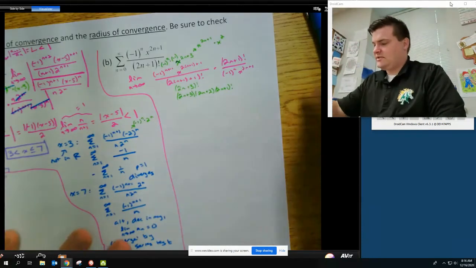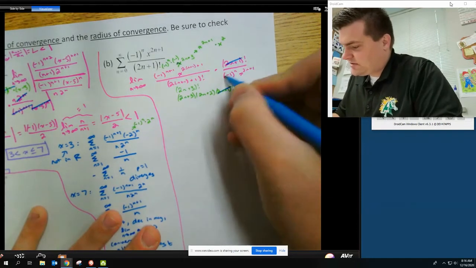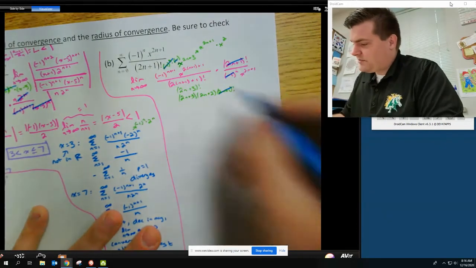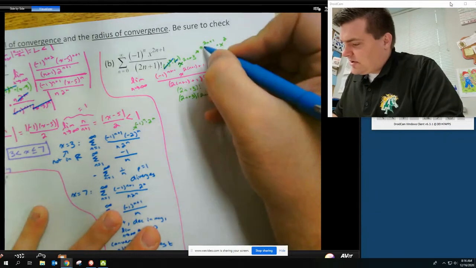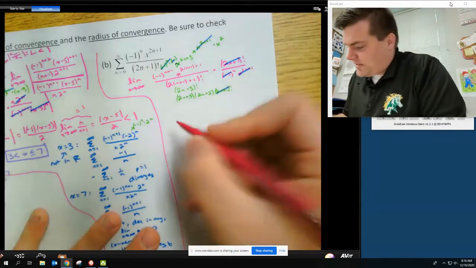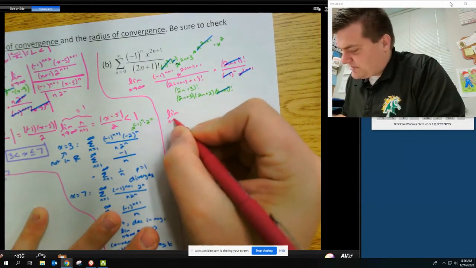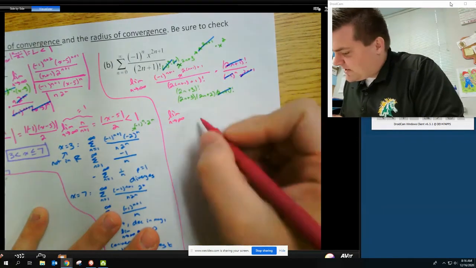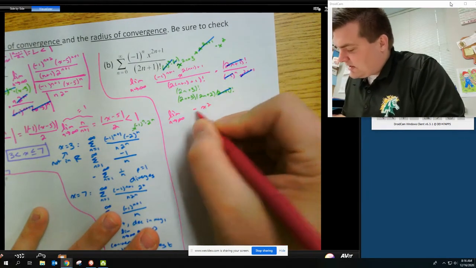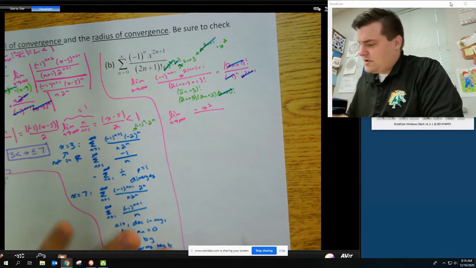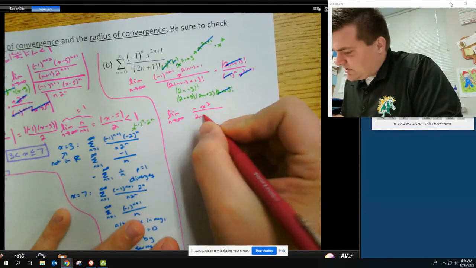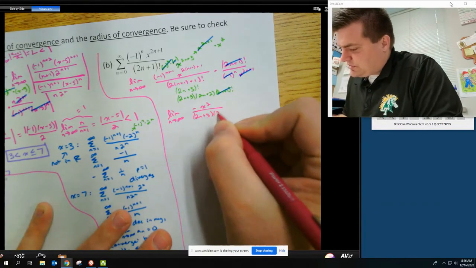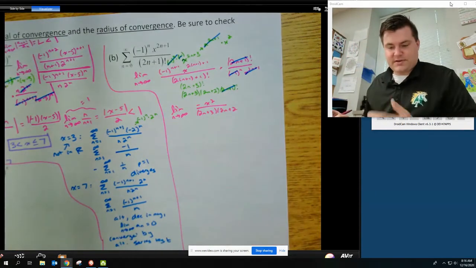So now we can start canceling things out. So that's gone, that's gone, that's gone. That negative 1 is still there. That's gone. So now I'm left with the limit as n approaches infinity. That negative 1 is still there. So I'm going to get negative x squared all over 2n plus 3, 2n plus 2. That's all I'm left with. Just double checking my work here.